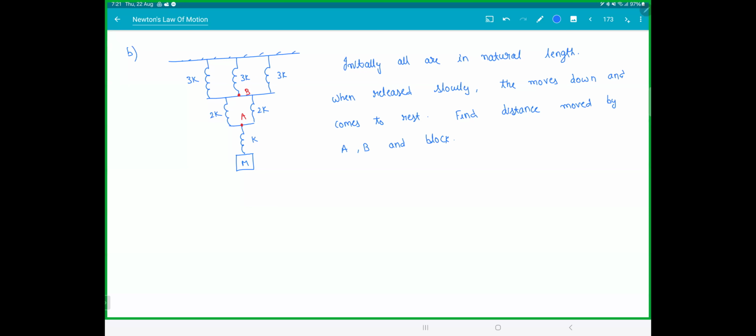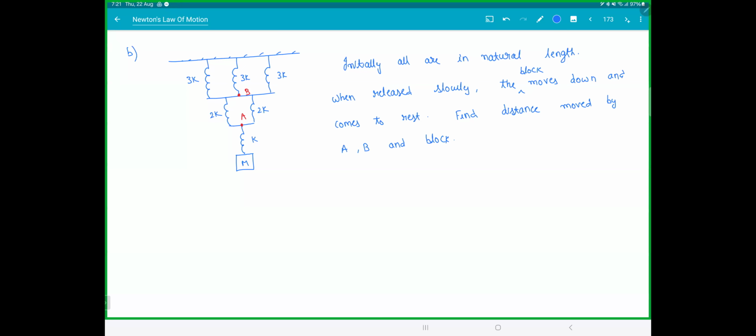Where should the block move? Yeah, the block moves down. Is that the most important thing today? Solve the question. Distance moved by the block is 49 mg by 36k. Okay, I think two people got the same answer.